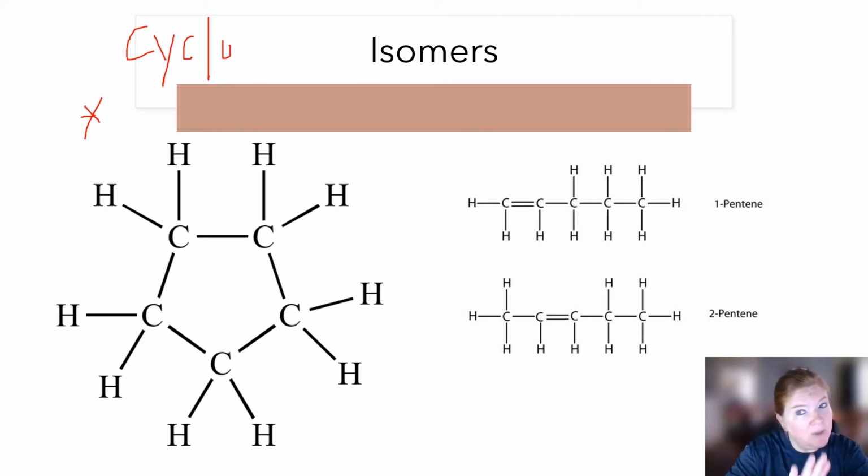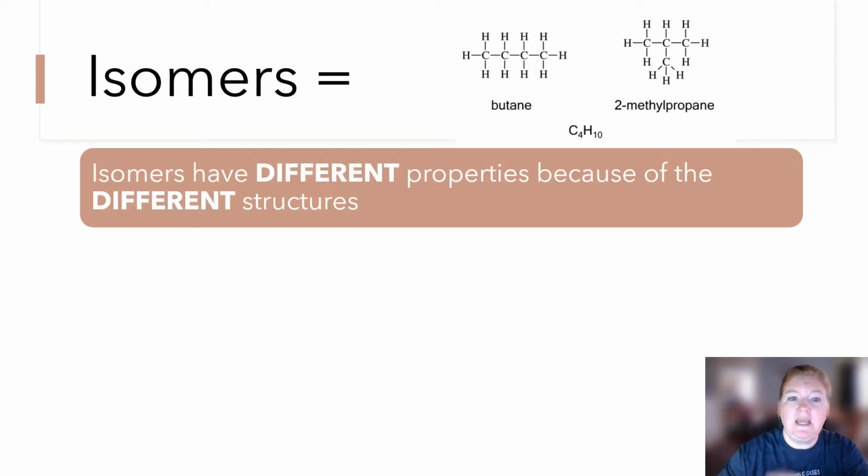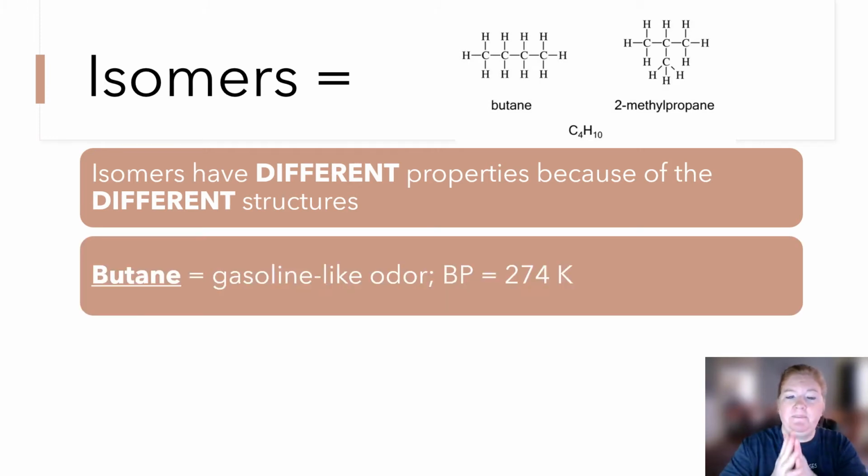But anyway, the purpose of showing it here is that isomers have the same molecular formula. Count up the atoms, it's identical, but they have a different name because they have a different structure. And because they have a different structure, they have different properties. Okay, so let's look again. Isomers have different properties because of their different structures.